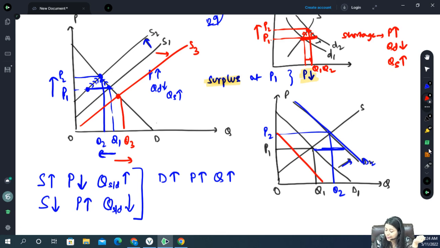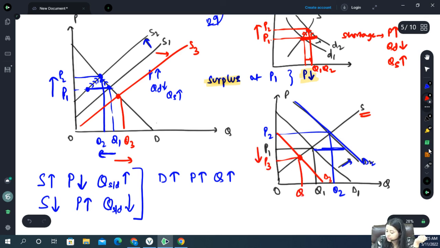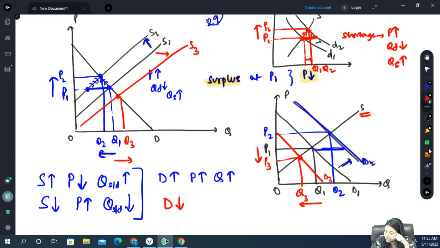In this case, what will happen? This is the new equilibrium where supply is equal to D3, the new demand, and your price has decreased, quantity has also decreased. So if your demand decreases at the current price, see, this black one is the current price. At the current price, this is the new supply and this is the new demand. So the supply is higher than demand, it causes again a surplus, and surplus will drive down the price.